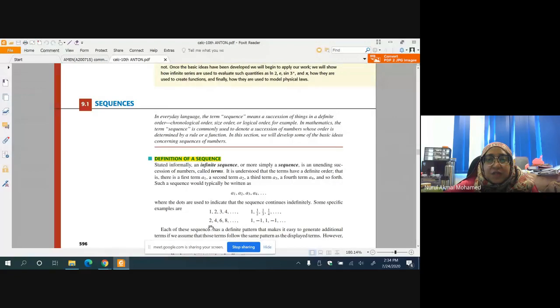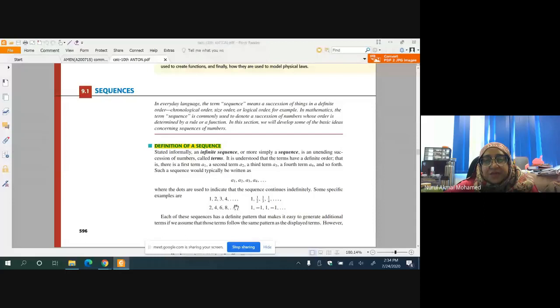And there's 1, 2, 4, 6, 8, and so on. It is an infinite sequence, up to plus infinity, for even integers. And this one also is a sequence: 1, -1, 1, and -1 again, and so on.